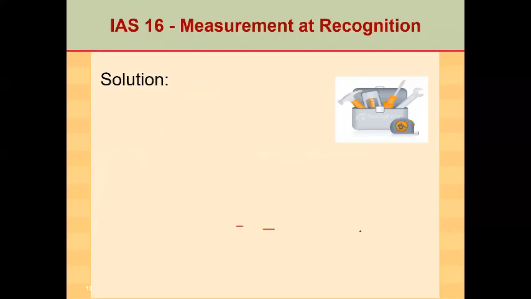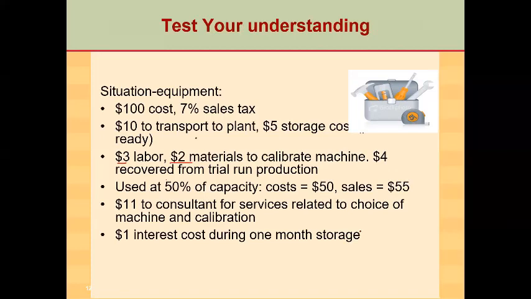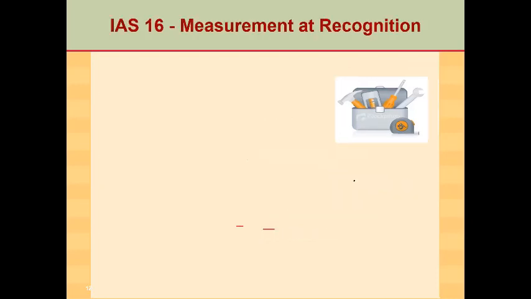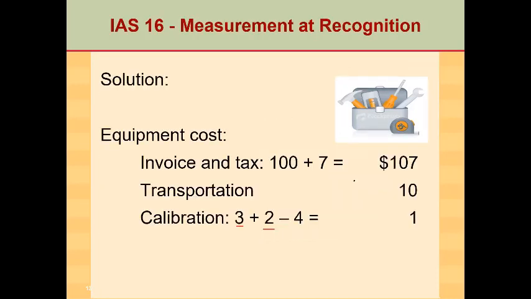Let's go back. We got the $3 and $2 and he said $4 recovered from trial run production. This means you started the trial run and some prototype has been produced and you sold them for $4. So we have to subtract it. Okay, and the professional fees for calibration will be taken into consideration. So the total cost is 129, right?